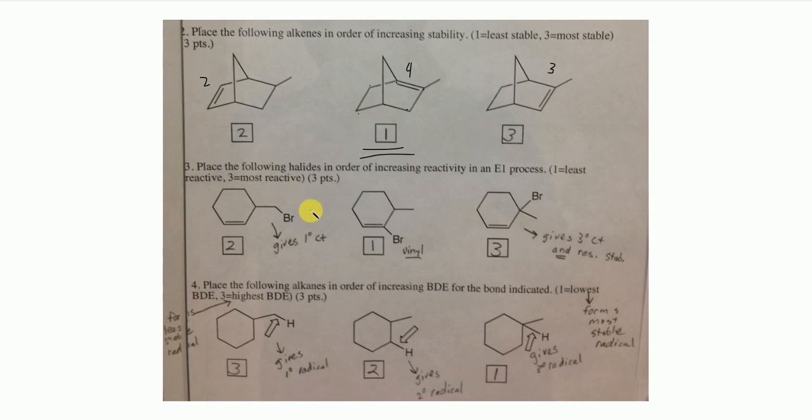Now number 3: place the following halides in order of increasing reactivity in an E1 process. So what is E1? E1 is the elimination reaction, and it favors tertiary over secondary over primary carbocations that form. So what this means is I'm going to do the E1 process and essentially make every single one of these leaving groups leave, and I'm going to be comparing the carbocations that form.